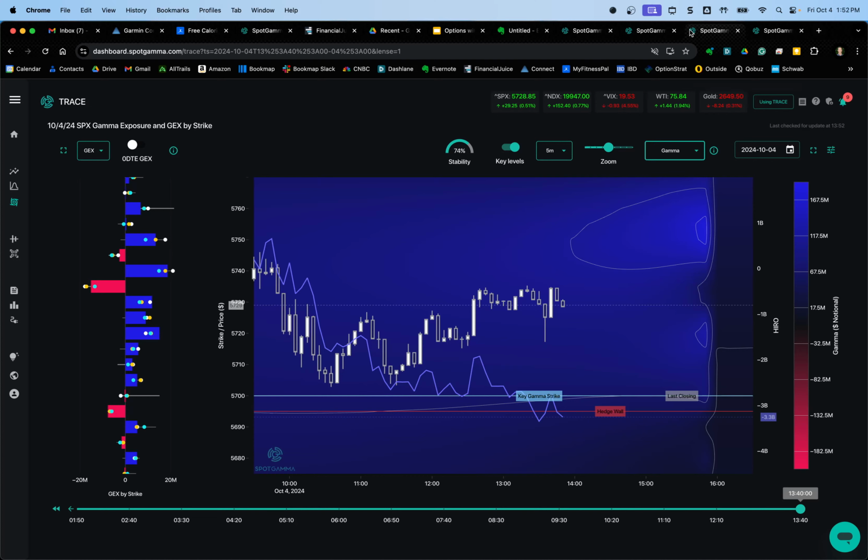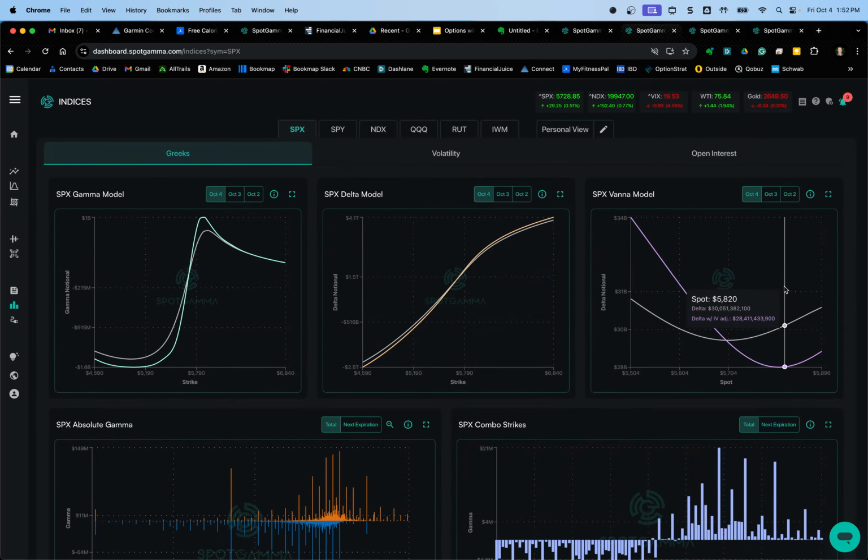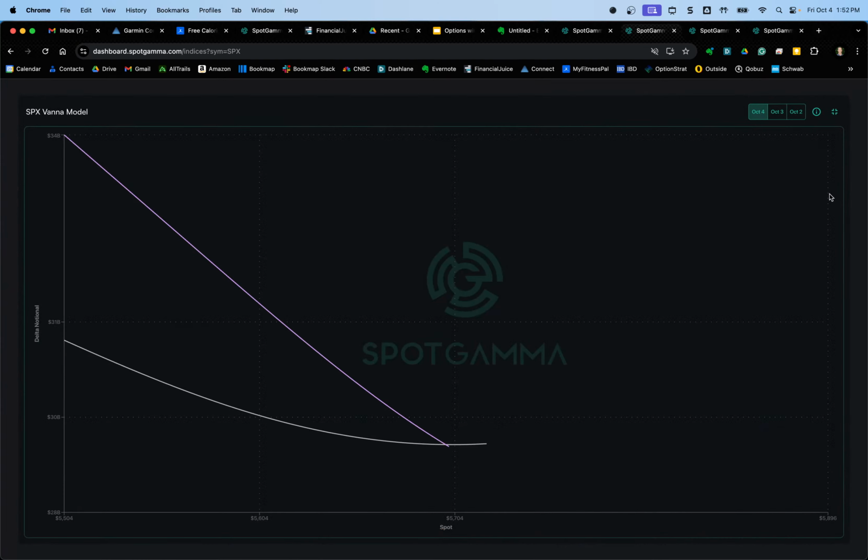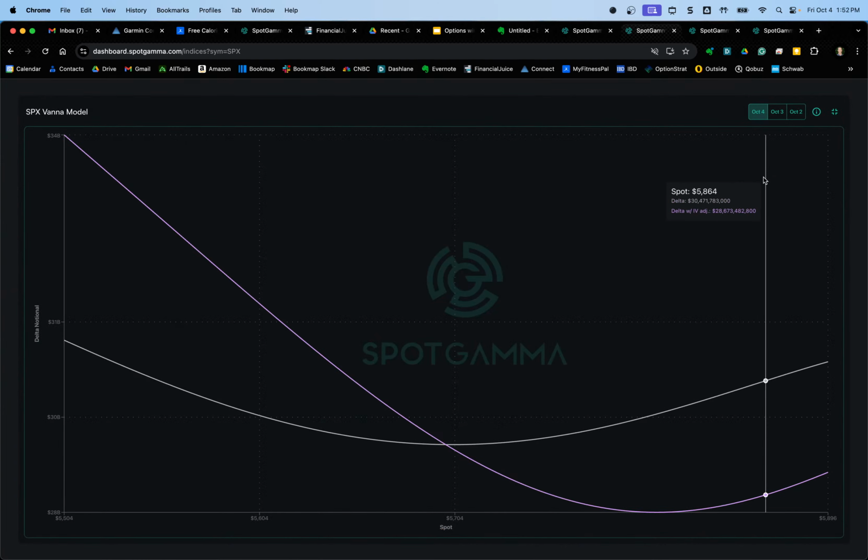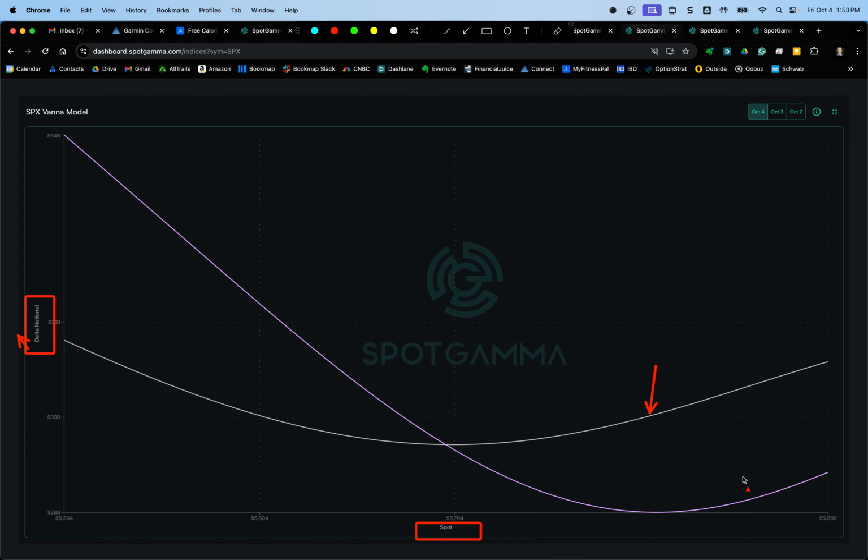One other thing I want to take a look at. Let's take a quick look at the Vanna model for SPX. What this chart is showing is market makers delta notional on the vertical axis, spot price for SPX on the horizontal axis. There are two lines on this chart. This white line shows how market makers delta notional may change with changes in price only, and the purple line shows how market makers delta notional may change with changes in price and applied volatility. And that's the curve that we want to take a look at.